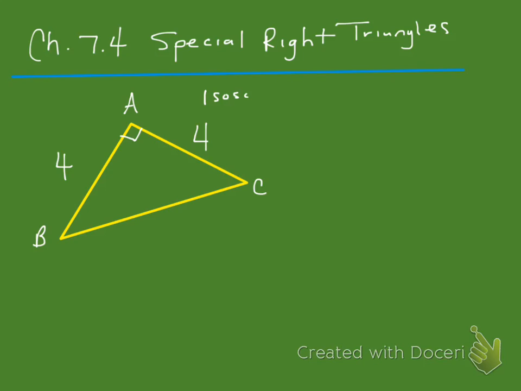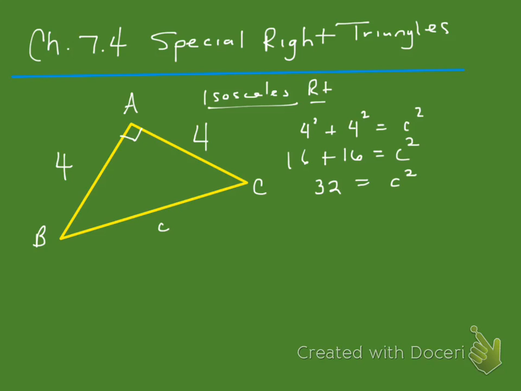This is an isosceles triangle because it has two congruent sides that are 4 and 4, right? Now, if I set this up in the Pythagorean theorem and I want to find my c, I'm going to have 4 squared plus 4 squared is equal to c squared. So if I work that out, I'm going to have 16 plus 16, which is 32, is equal to c squared.